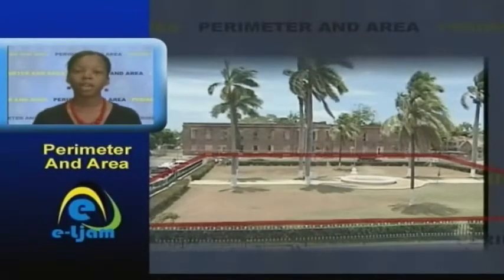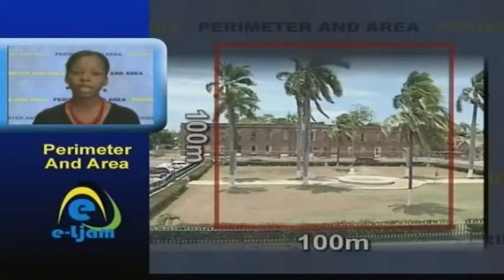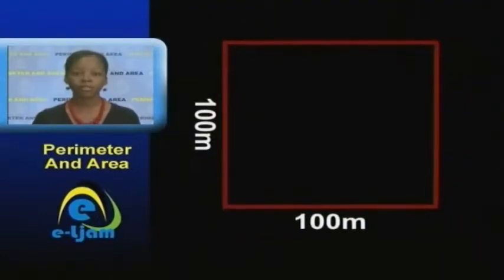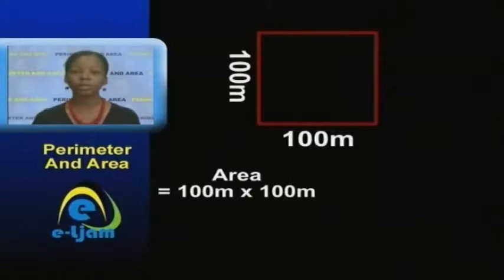Also, the area of the square in Spanish Town can be found in a similar manner since it has a similar shape as the football field. Therefore, the area of the Spanish Town Square would be 100 meters times 100 meters, which is 10,000 meters squared.